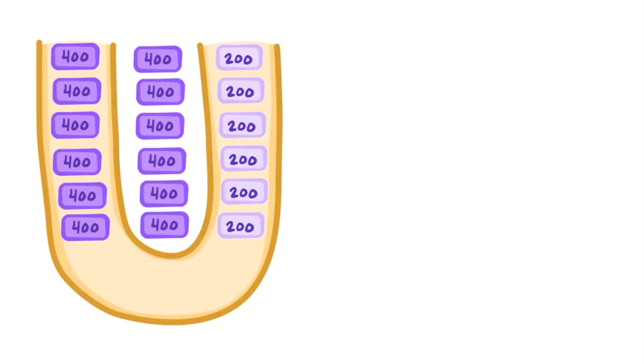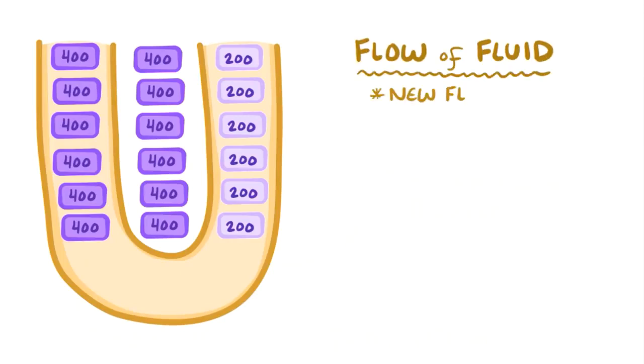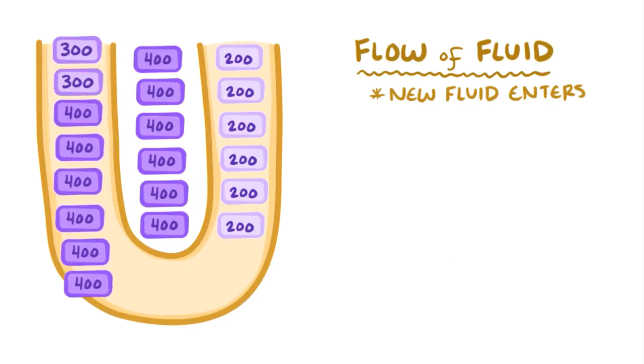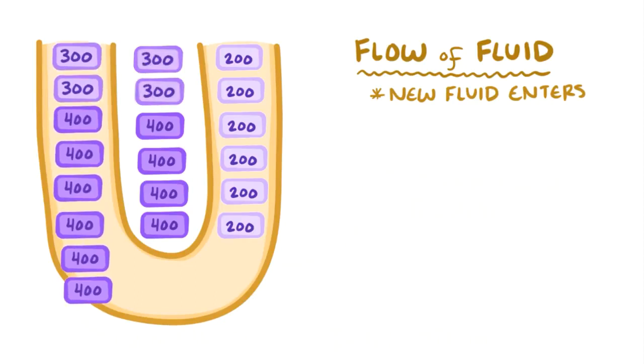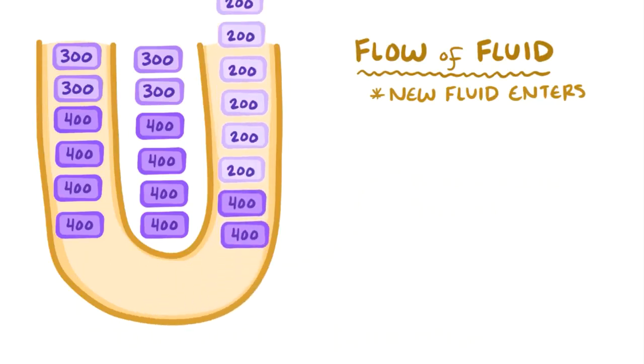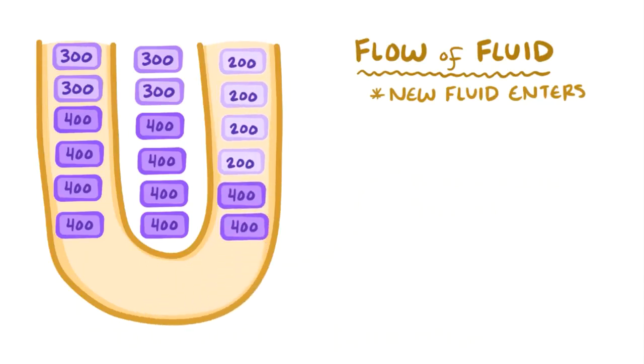The second step of countercurrent multiplication is called flow of fluid, and it involves new fluid entering the kidney and going through the nephrons. To illustrate this, let's push two new boxes of 300 milliosmoles per liter into the descending limb. And this shifts everything over, and bumps two boxes out of the ascending limb into the distal convoluted tubule.